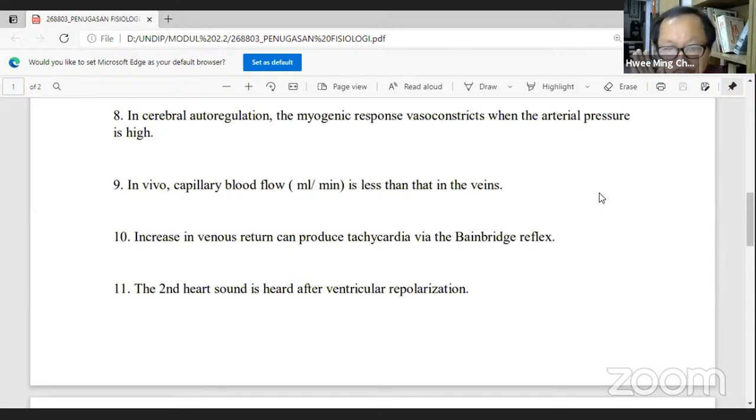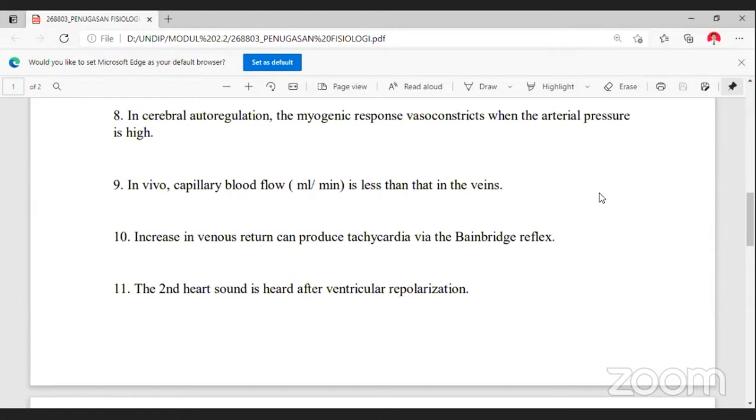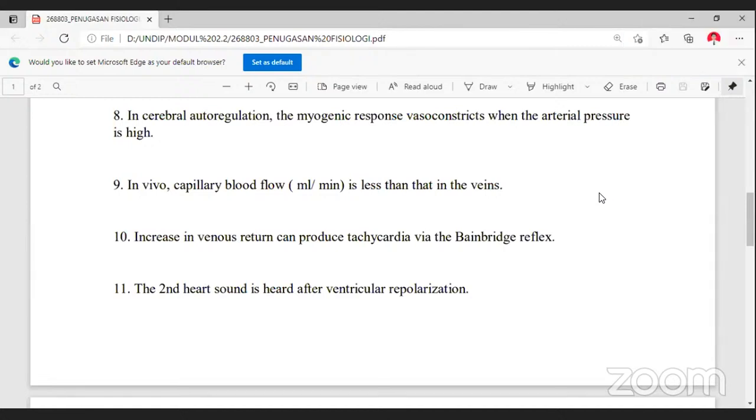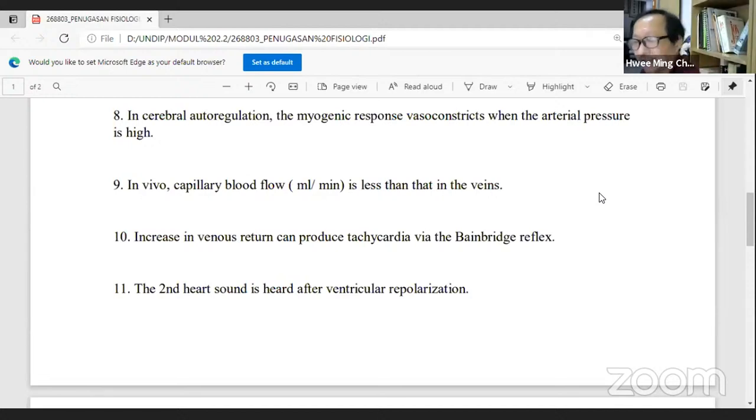Okay. Number 10. Anyone heard of Bainbridge reflex? Anyone to answer? Or we have to invite someone? Yes. Please, Ula, ask your friend to.